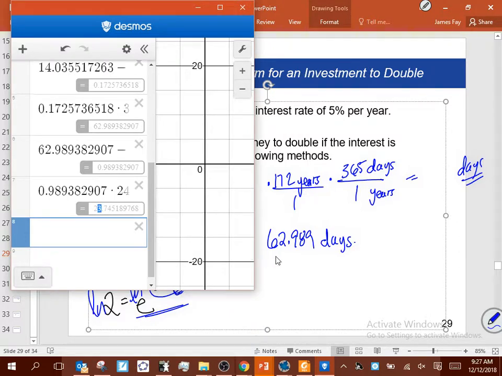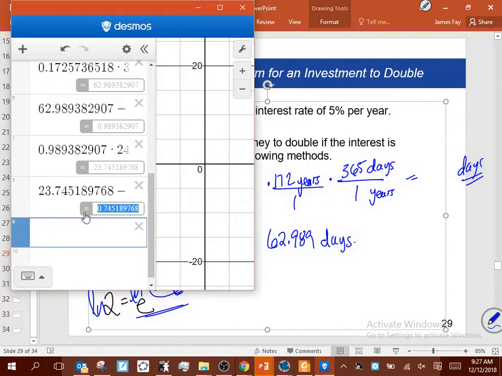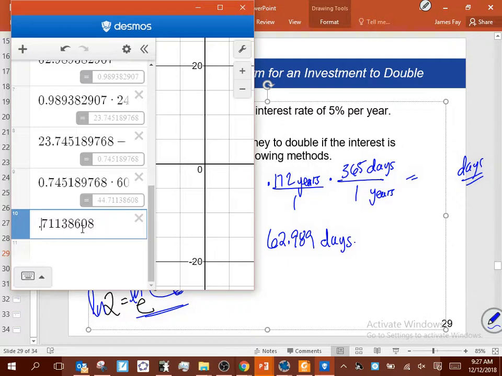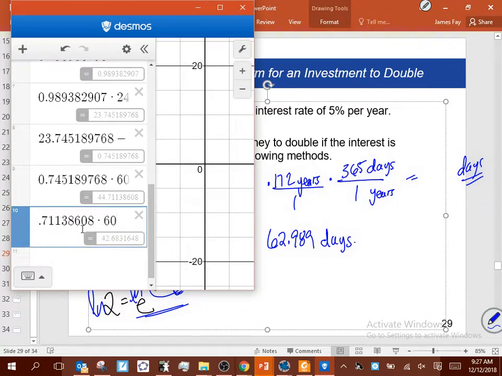So it's 62 days, 23 hours. Let's take that number, subtract 23 from it, and multiply it by 60 to get minutes. So right now it's 44 minutes. Can I keep doing this? I think maybe the easier thing is just to delete the 44. So we always subtract that whole part, because that tells me the portion of the 45th minute. So multiply that by 60, and it gives me 42 seconds.